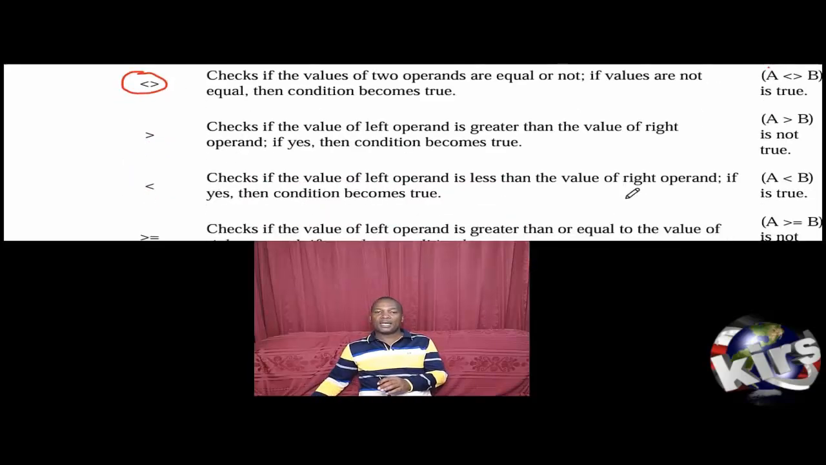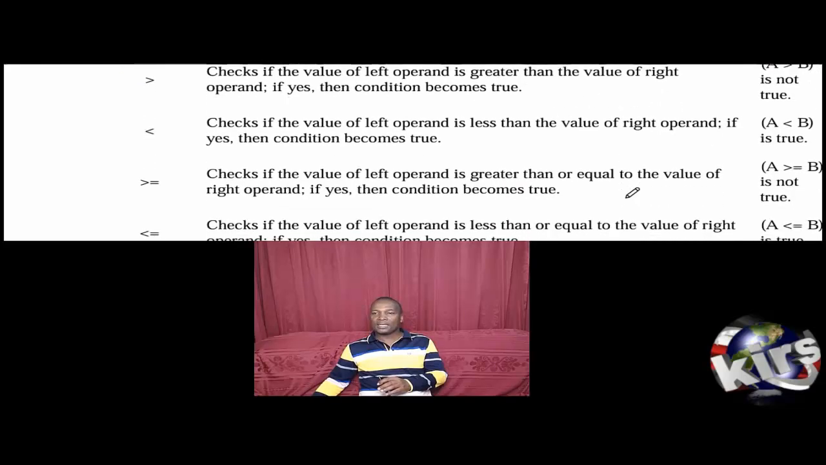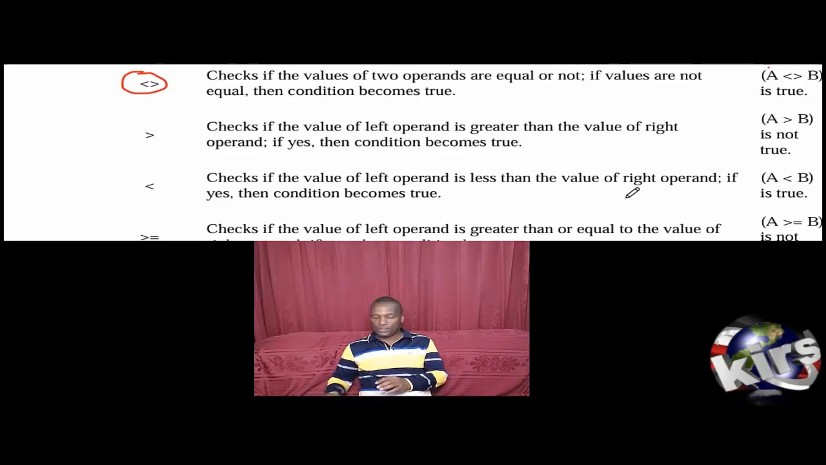Then the other operator which we look at is this one, and this one checks if the value of the left operand is greater than the value of the right operand, and if yes, then the condition becomes true. Let's look at our case. A was given as 2 and B was 7. The question is, is 2 greater than 7? Of course, this one is not true. 2 is not greater than 7.